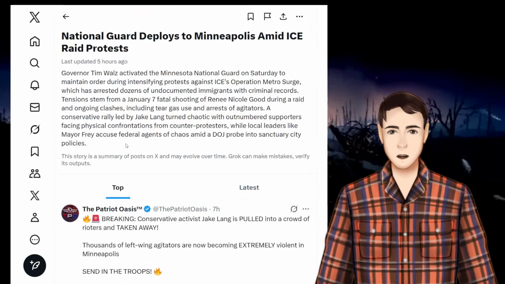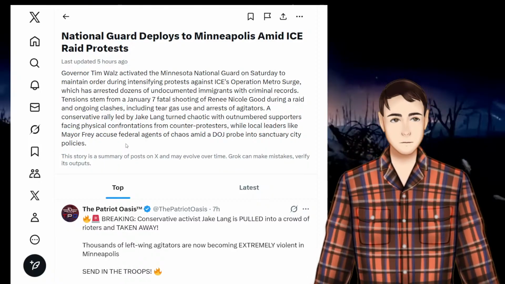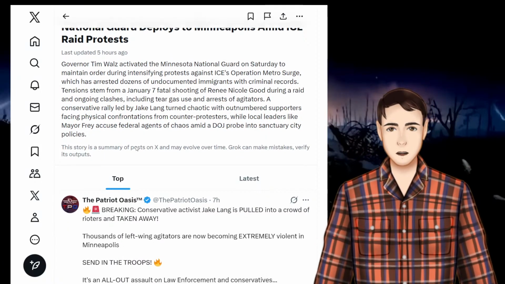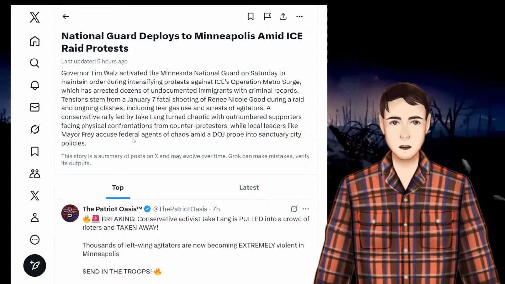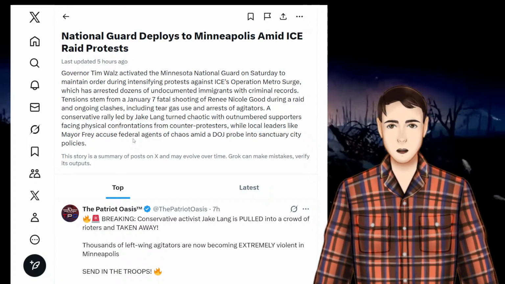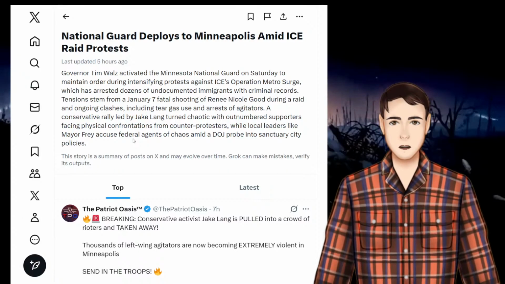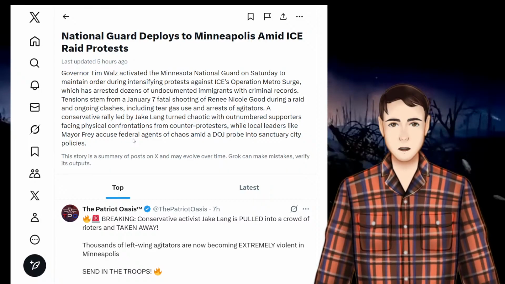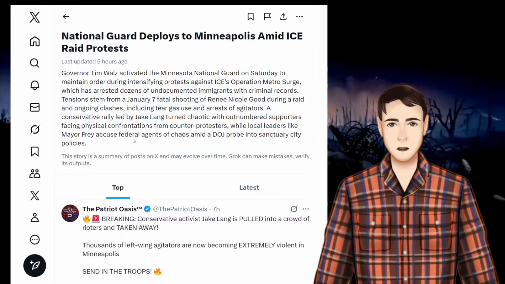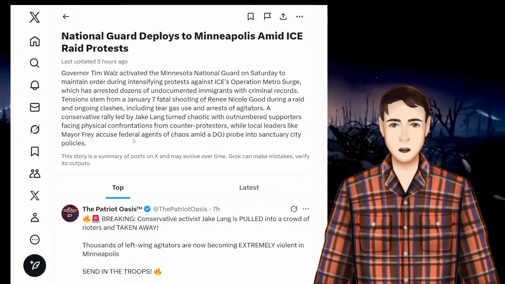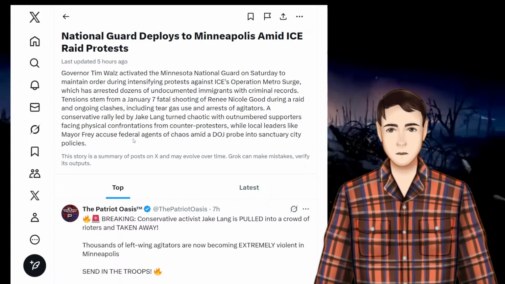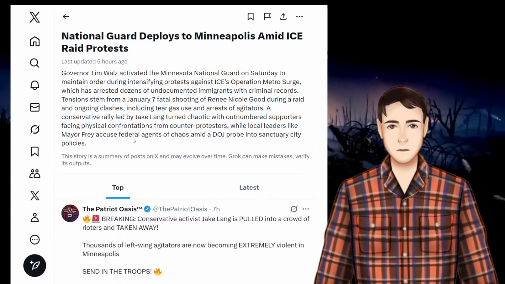I've been hearing about the National Guard deploying, and I don't understand it. I haven't heard, has there been anything federal that's happened, like a White House announcement about this? Governor Tim Walz activated the Minnesota National Guard on Saturday to maintain order during intensifying protests against ICE Operation Metro Surge, which has arrested dozens of undocumented immigrants with criminal records.